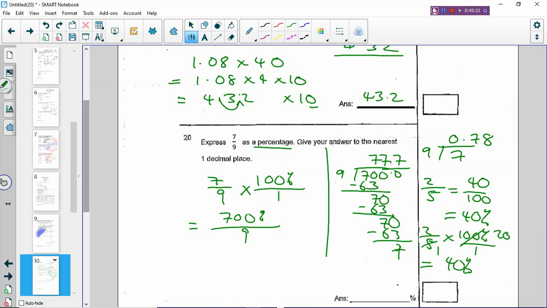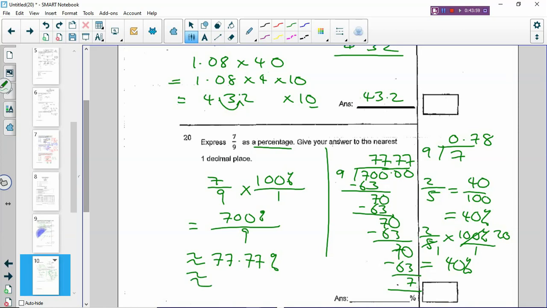77.7 because you haven't rounded anything yet. You need to round off, right? So you must get your answer in 2 decimal places. So add 1 more 0, bring down the 0, and then 7 times 9, you get 63 again, and now you can stop. So what's your working answer? Your working answer is 77.77%, and you round off to 1 decimal place.